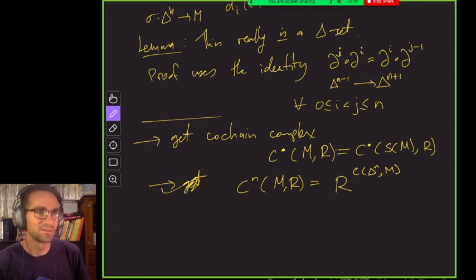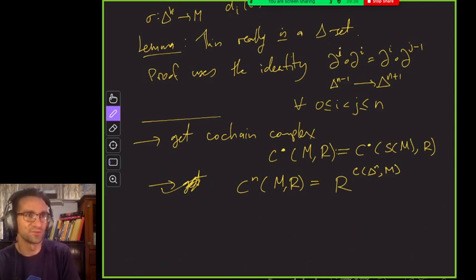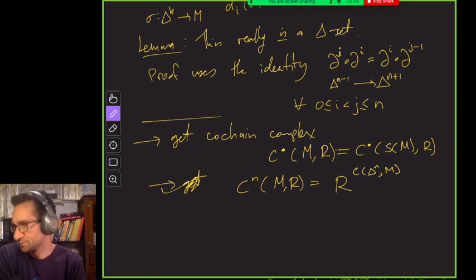Chris mentions singular is easier for proofs and combinatorial is better for computations. Yeah, definitely the combinatorial stuff is where the computations happen, really super explicit computations, and the singular stuff is better for functoriality.